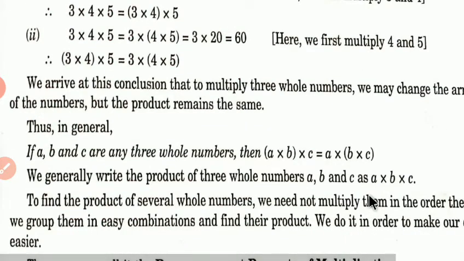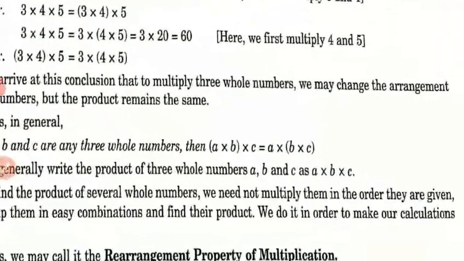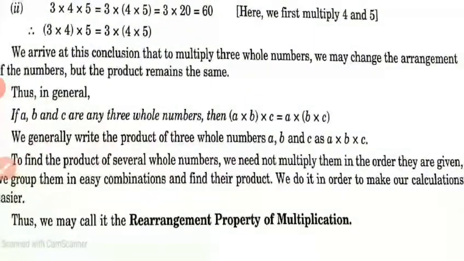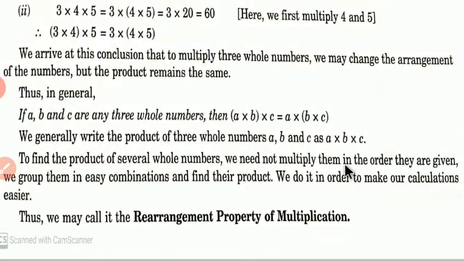The property is the same as addition, the only difference is that here you have to change the addition sign to the multiplication sign. Or we can say that this property is also known as the rearrangement property of multiplication. To find the product of several whole numbers, we multiply in the order they are given, and we group them in an easy combination to find their product.